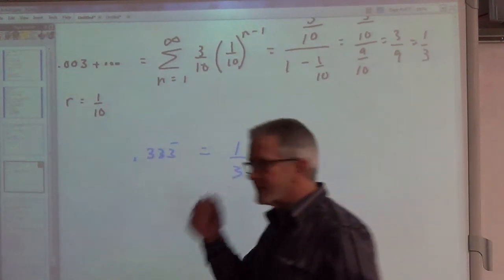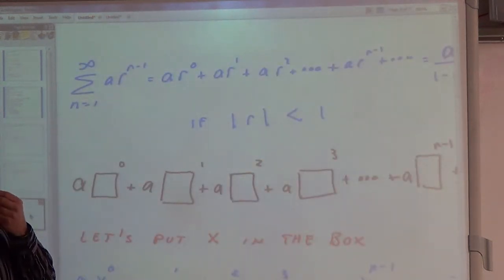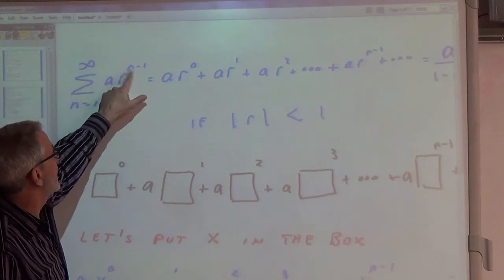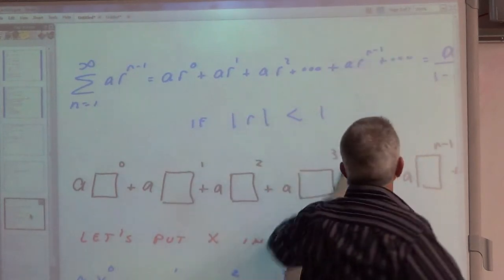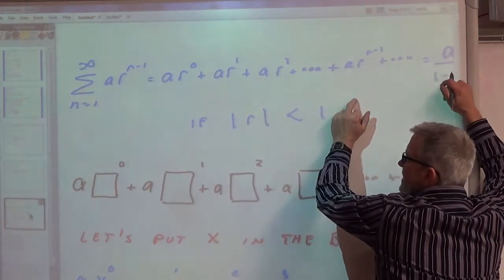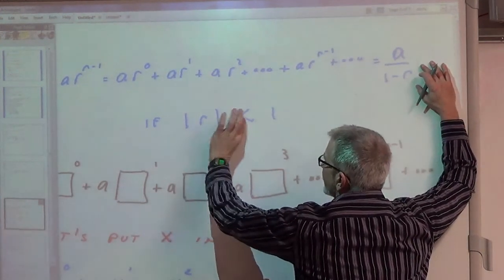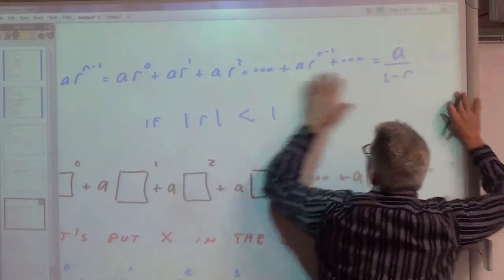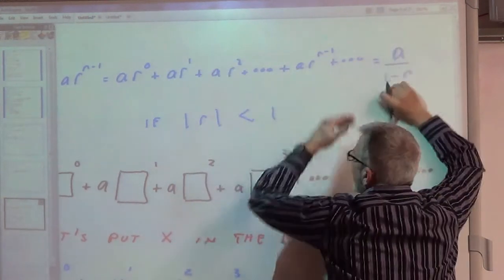Let's go back to the definition of the geometric series. Here's our geometric series. The summation from n equals 1 to infinity of a r to the n minus 1. a r to the 0 plus a r to the 1 plus a r squared plus dot dot dot a r to the n minus 1 plus dot dot dot. And we found out that this infinite geometric series converges to a over 1 minus r if the absolute value of r is less than 1. The absolute value of r is less than 1. And look at this thing. Look at this guy right here.